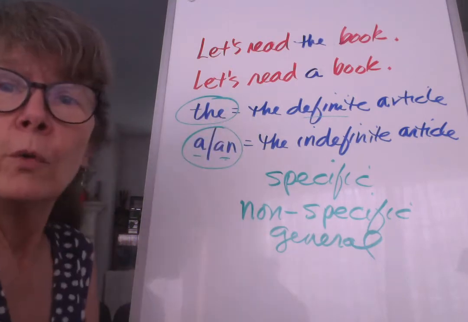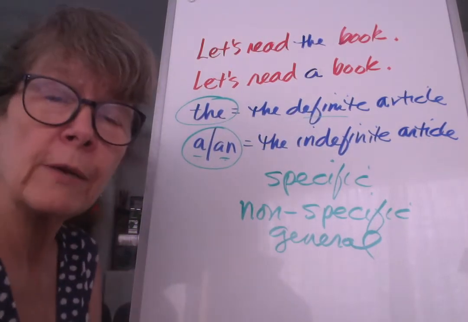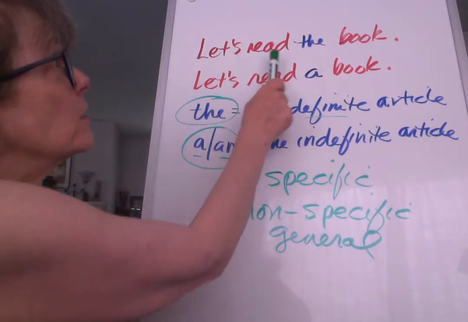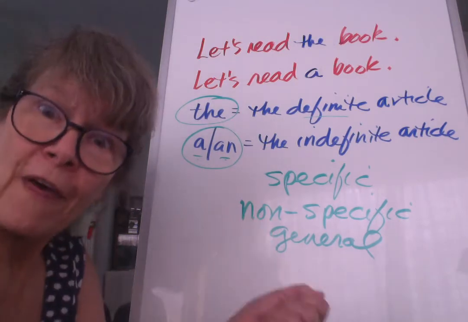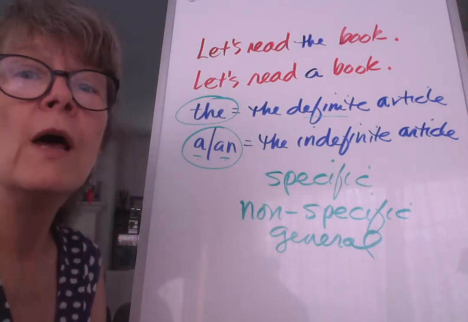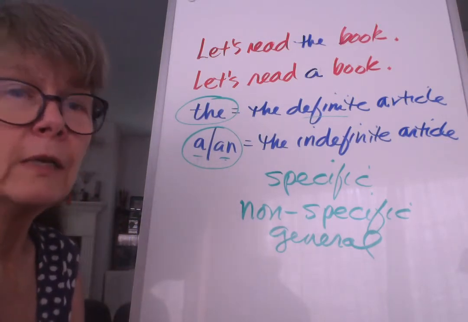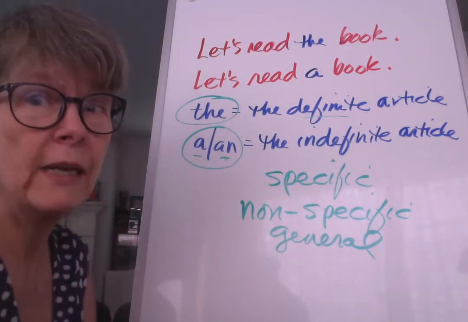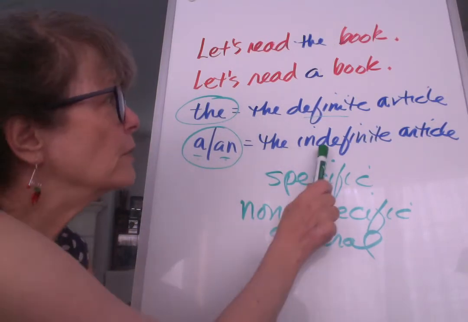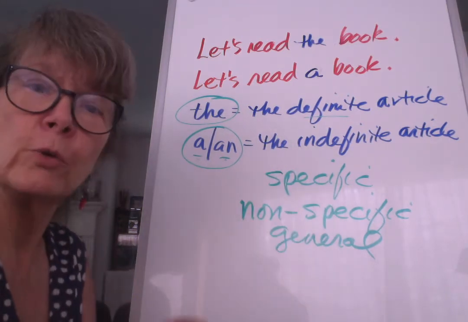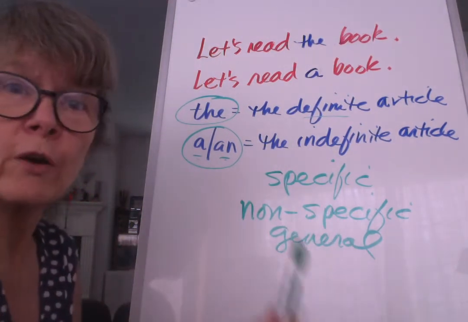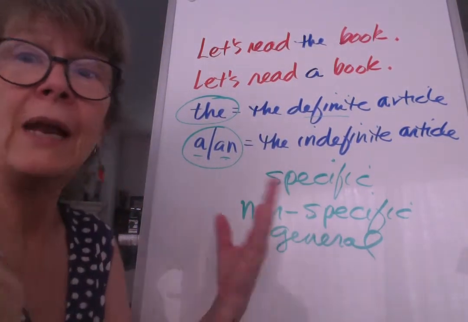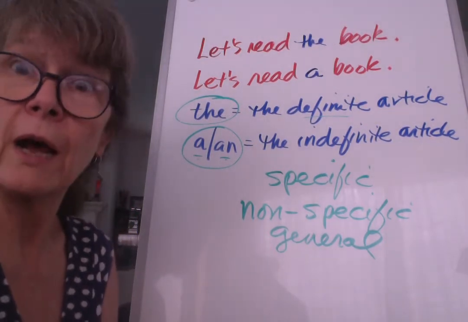We have the, which we call the definite article because it refers to a definite, specific noun. So if I say, let's read the book, I mean that specific book, right? But a or an, we'll talk a little bit about when you use one and when you use the other in a minute. We call this the indefinite article because it refers not to a definite noun, but to a non-specific or general noun. If I say, let's read a book, I don't mean that particular book, I mean any book, right? So let's read a book.